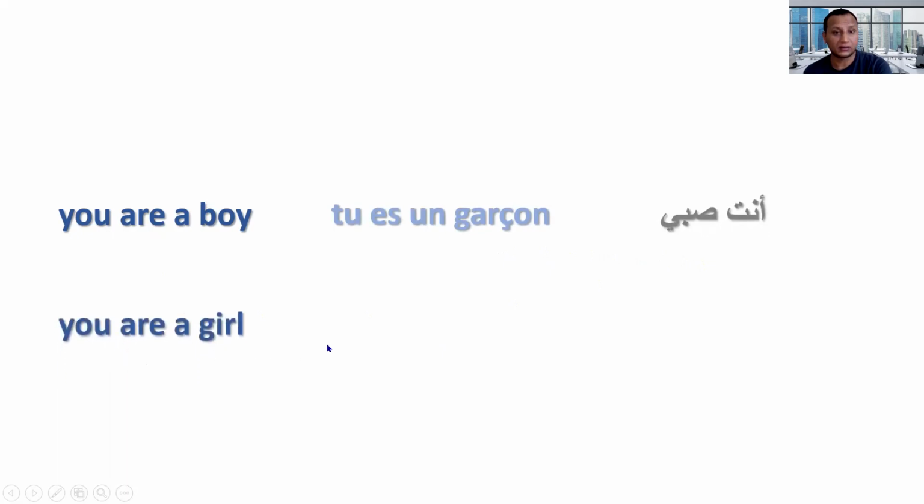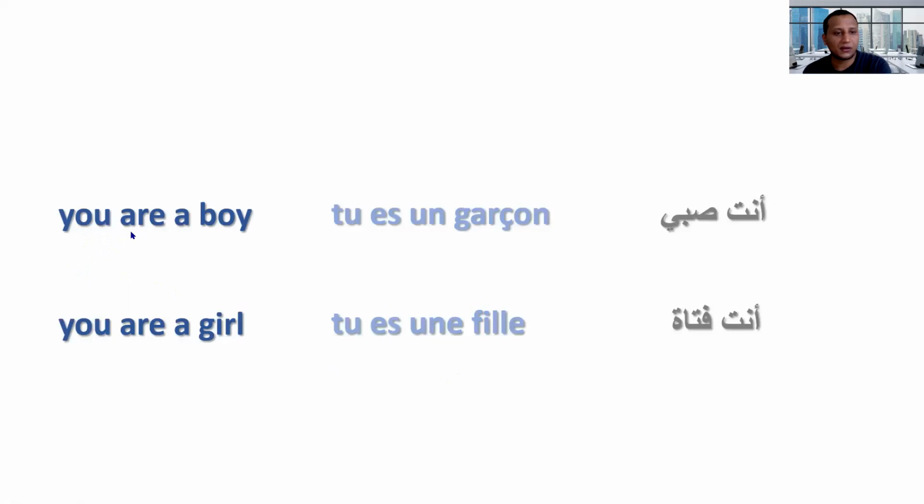Next. You are a boy. I'm using verb to be. Verb to be is an auxiliary verb. Sorry, you are a boy. Tu es un garçon. أنت صبي. You are a girl. Tu es une fille. أنت فتاة.